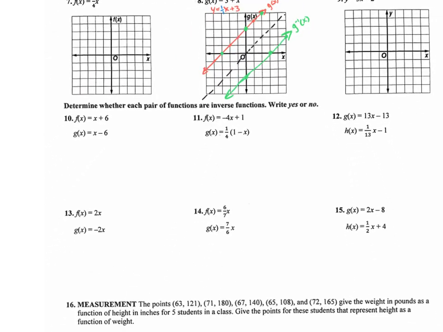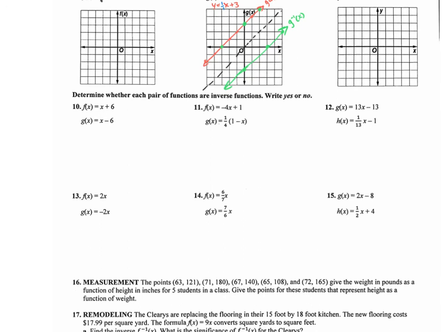That's pretty easy. Now the last section where it says determine whether each pair of functions are inverse functions, right, yes or no, that's where you plug one into the other and then plug the other into the first one to see if both answers give you x. If it gives you anything other than x, then they are not inverse functions. Pick one. Which one would you like to see?